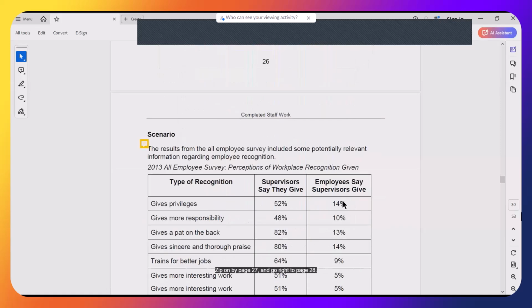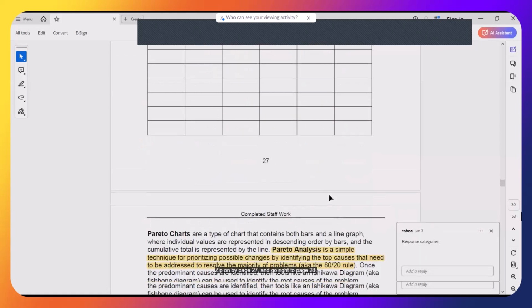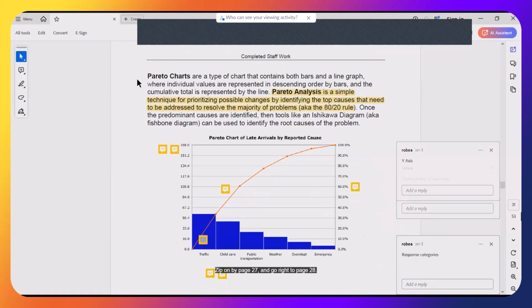We're going to zip on by page 27 and go right to page 28. And here we have something called a Pareto chart, which is essentially a bar chart, but added to it is this line. This line is the cumulative percentage line. So all it means is that when we add up the percentage of late arrivals by reported cause, starting with traffic and then adding childcare, public transportation, et cetera, we see this line increase.